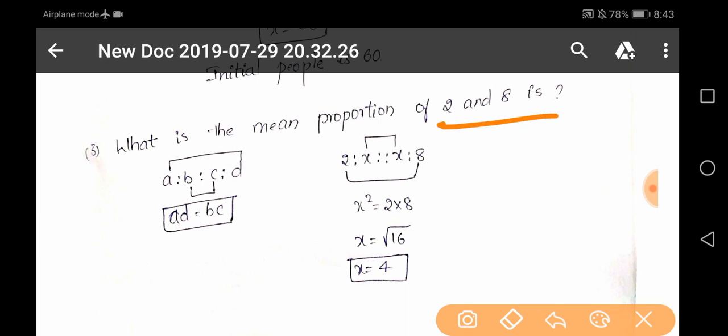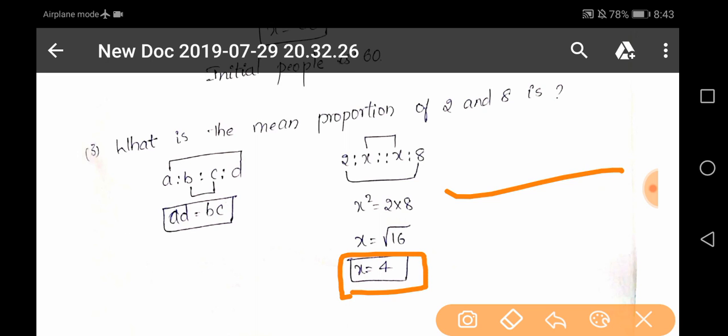So here, we have to find the mean proportion. So 2 is to x, and x is to 8. Okay, and these 2 and 8 they have given you. So we have to find the one in the middle. We know that BC equals AD, right? So x square equals 2 into 8. So 2 times 8 is 16. So x equals root of 16, and x equals 4. And the mean proportion of 2 and 8 is 4.